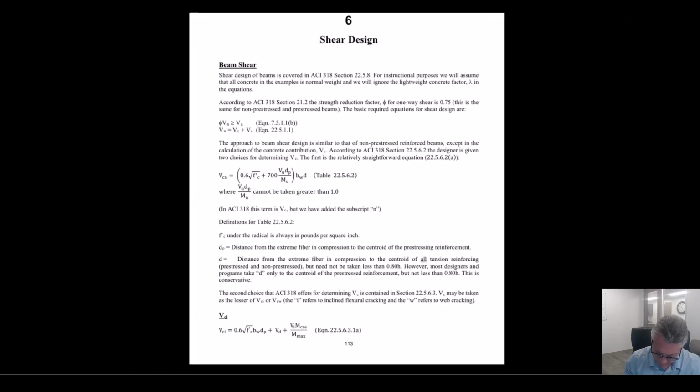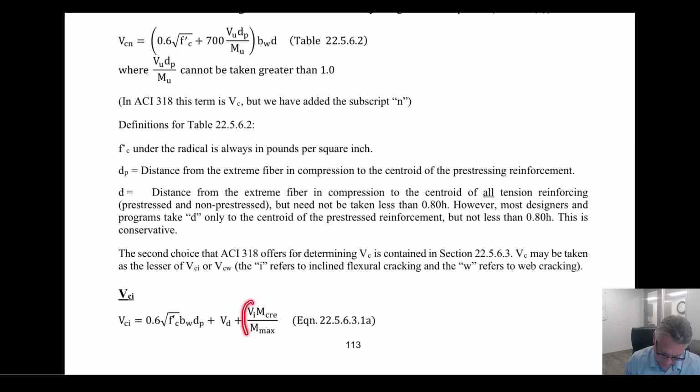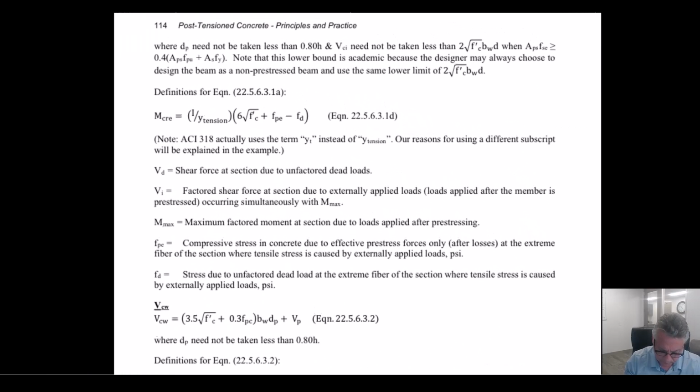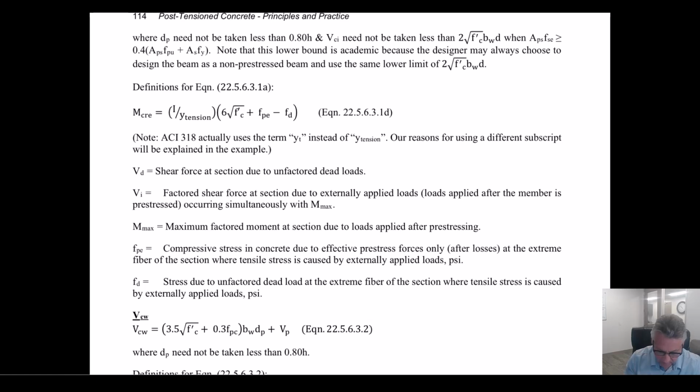Okay, and if we back up, then we've got a couple other terms in here that add to the confusion. There's a VI and an M max that are placed in front of this effective cracking moment. So let's look at that for a second. VI is defined as the factored shear at the section due to externally applied loads after the member was pre-stressed. So it's just the loads applied after the member is pre-stressed. So it's not going to include the initial concrete dead load. But then that additional load, whatever happened from that point on, gets factored, and the live load gets factored with it. So why would they do that, you ask?